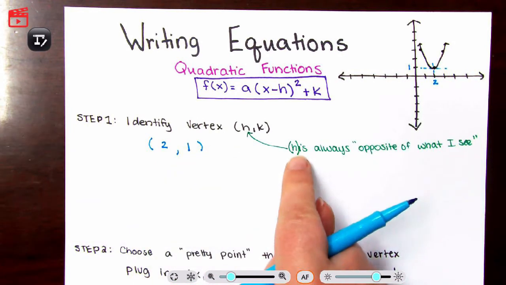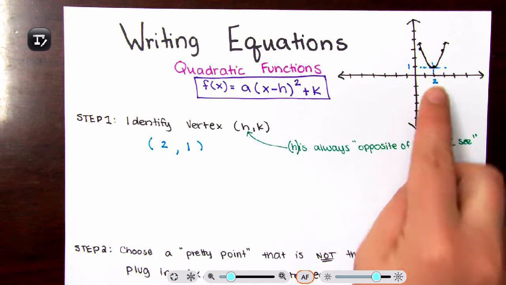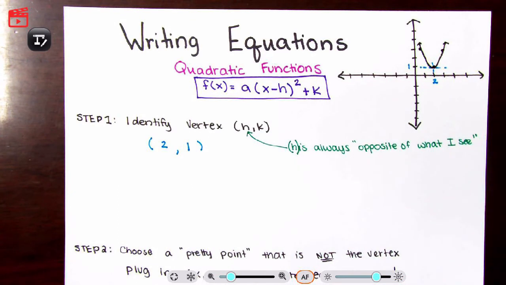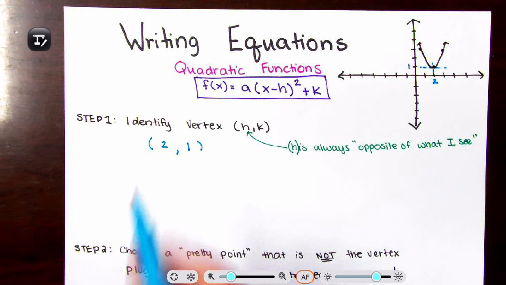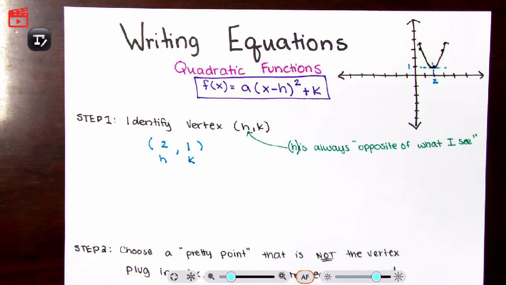Now, when you're thinking about h, it is always opposite of what you see. Although we see a 2 and a 1, when we write the equation, we have to think opposite. But in this case, we're okay. So this is your h, this is your k. Let's go ahead and move on to step number 2.